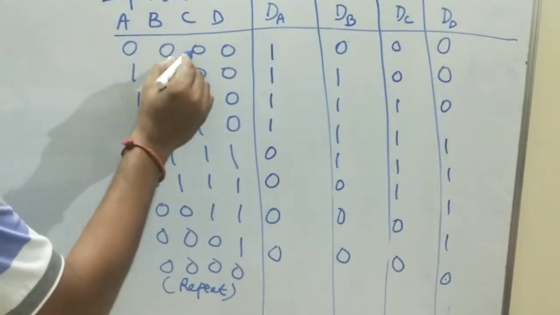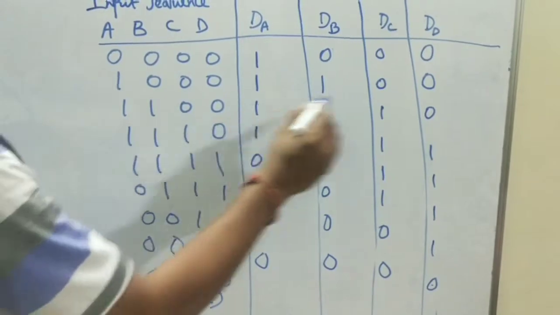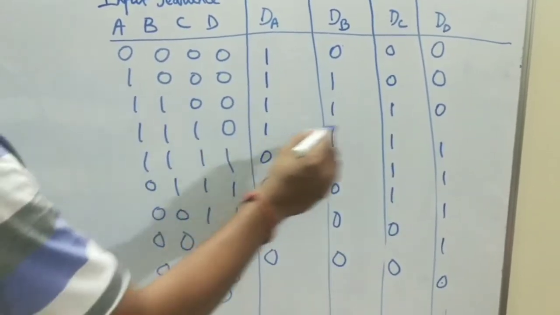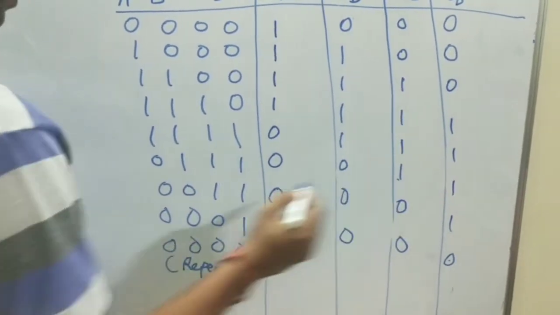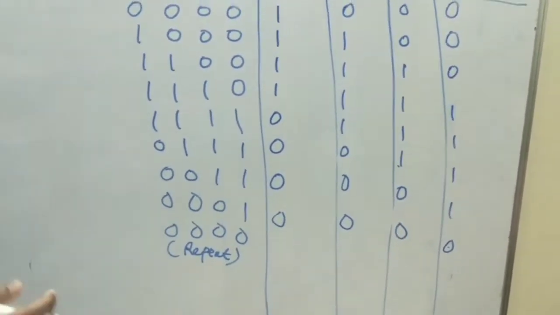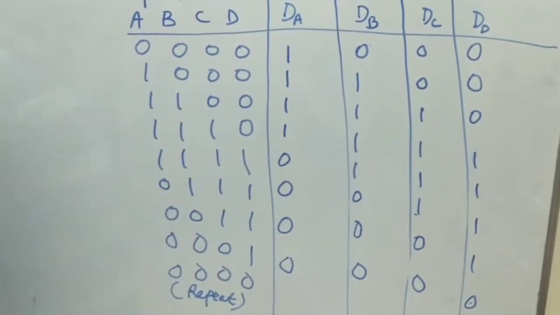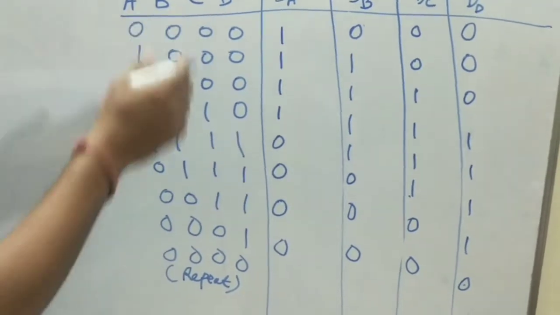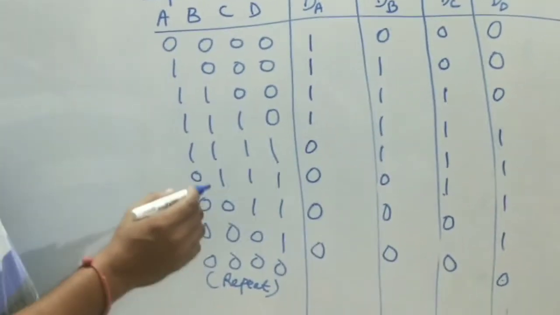Similarly, look at the column of C, based on which we can find the value of DC. 0 to 0 is 0; 0 to 0 is 0; 0 to 1 is 1; 1 to 1 is 1; 1 to 1 is 1; 1 to 1 is 1; 1 to 0 is 0; 0 to 0 is 0. Remember, everything is based on the excitation table of the D flip-flop.